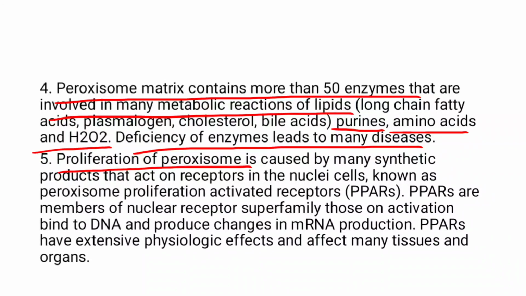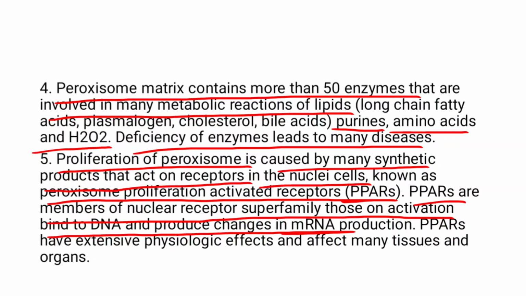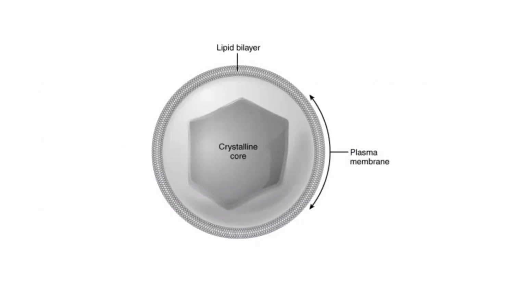Proliferation of peroxisomes is caused by many synthetic products that act on the receptors in the nuclei of cells known as peroxisome proliferator activated receptors, PPARs. PPARs are members of the nuclear receptor superfamily, which on activation bind DNA and produce changes in mRNA production. PPARs have extensive physiological effects and affect many tissues and organs. So this is the structure of a peroxisome with a plasma membrane and crystalline core inside.